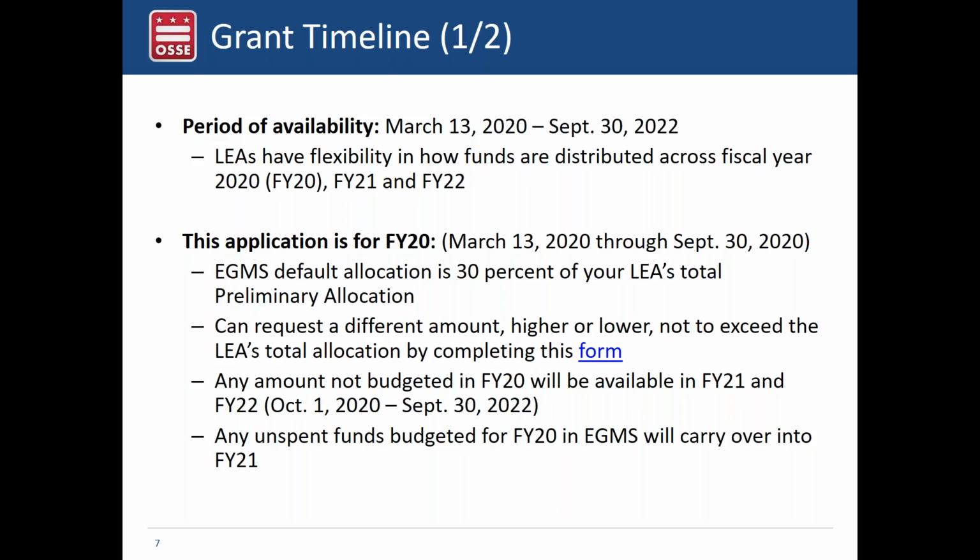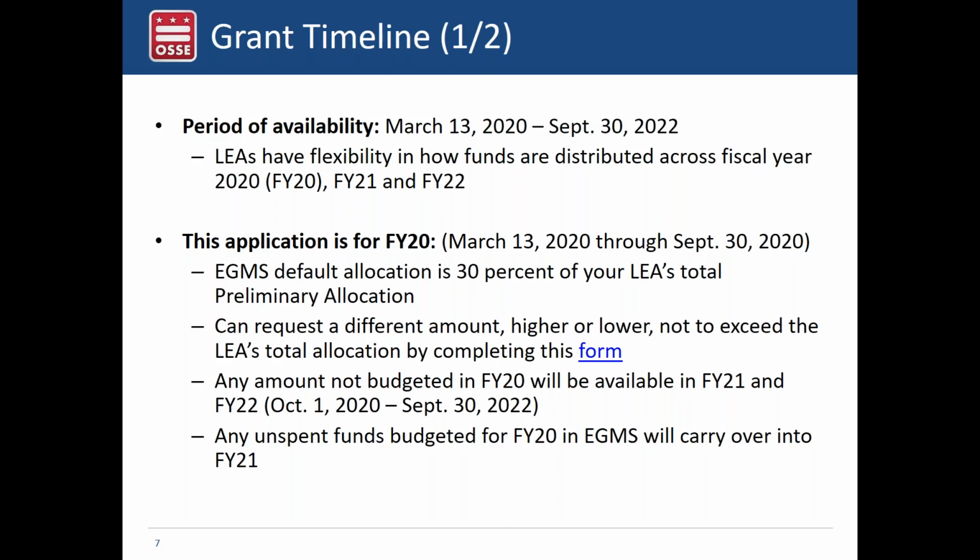For example, your LEA may not need any money before September 30th or not have any planned expenditures. So you can request 0% for FY20 and then spend everything in FY21 and FY22. Alternatively, you may plan to spend the entire allocation this year, so prior to September 30th, 2020, and then you can request 100% of your allocation be loaded. And then any amount that is not budgeted in FY20 will be available in your FY21 application and FY22 application.